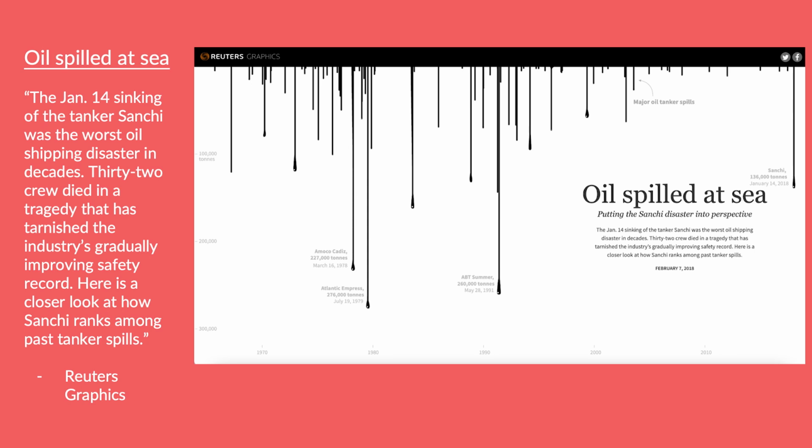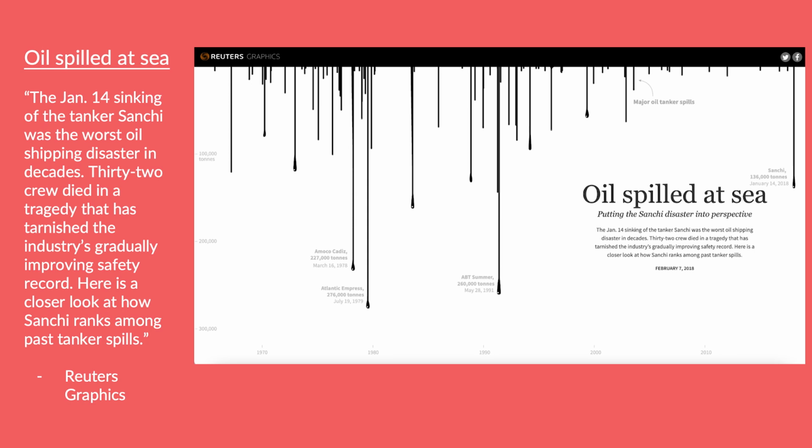So here, this is doing what I was talking about before, annotating these cases that you would be curious about. When you're looking at this, if this didn't have an annotation here, it would be sort of confusing. Like, when was this? What is this referring to? So the way that they've done that, I think, is really helpful and powerful. And then it also puts the Sanchi disaster into perspective over here, that it's actually not as bad as some of these other historic ones, but it's still quite bad.